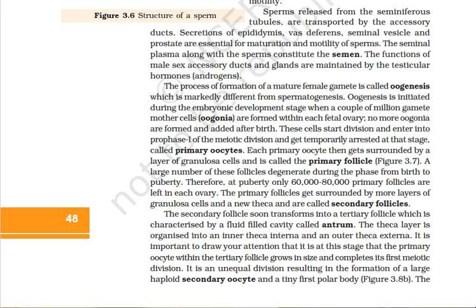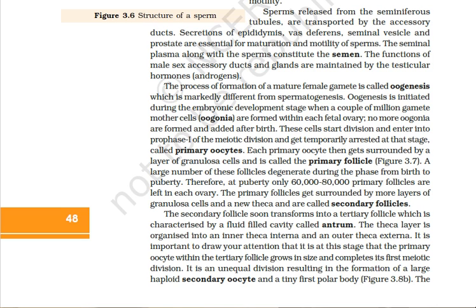A baby girl is born with a set number of primary oocytes, already in prophase, that is diakinesis stage of the meiosis one in the ovary. Further development of the primary oocyte remains suspended till puberty.